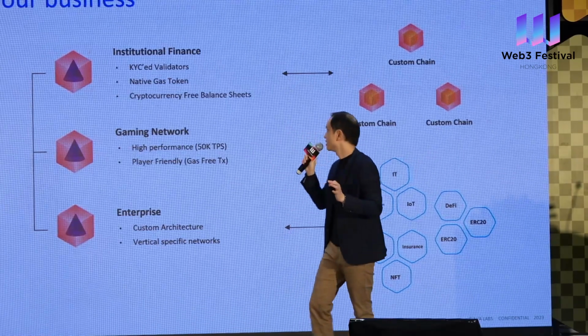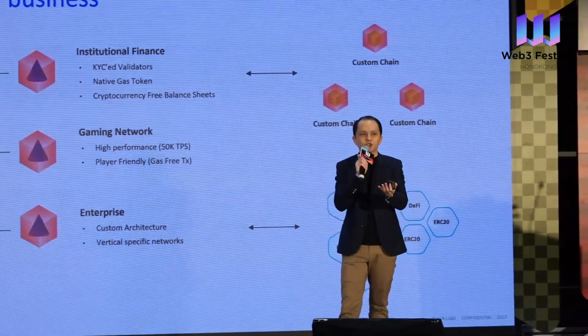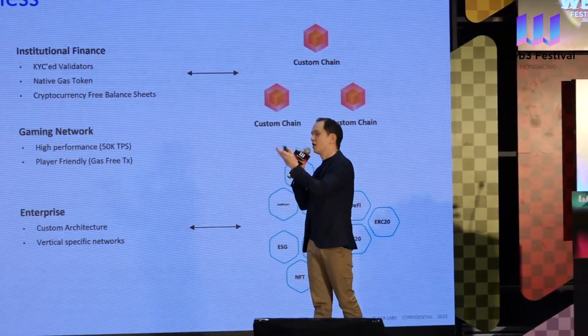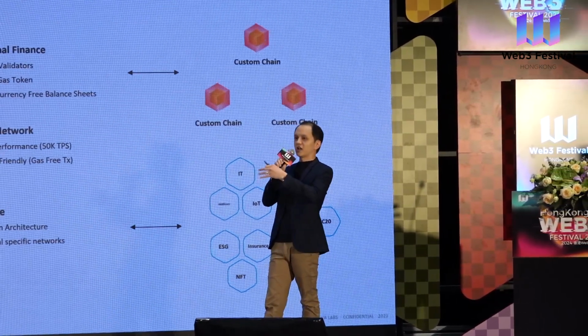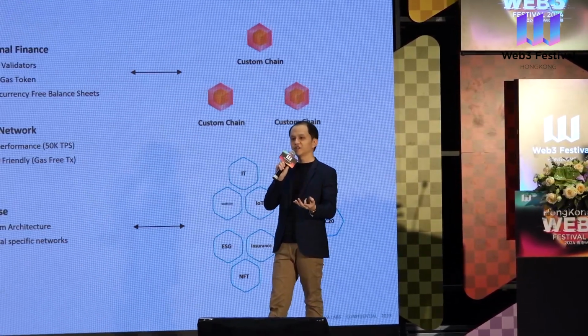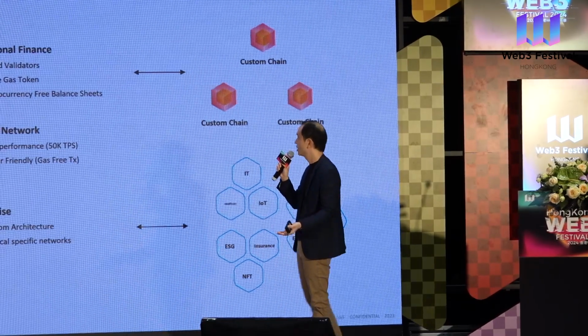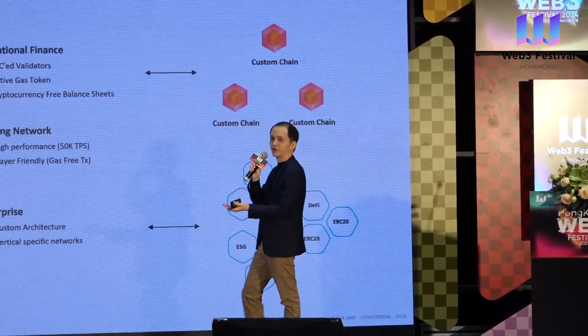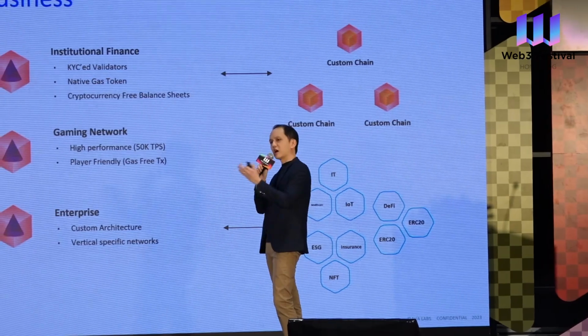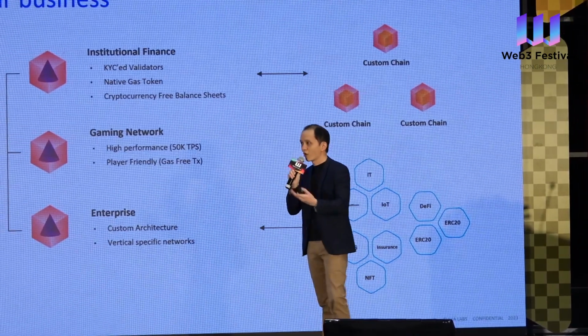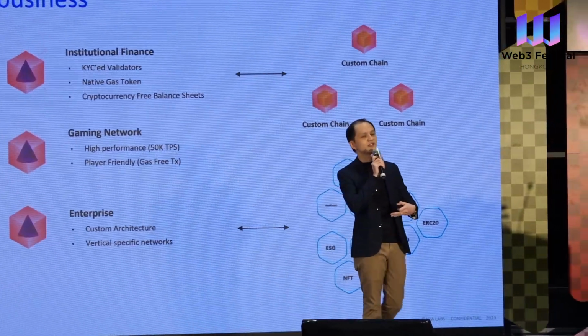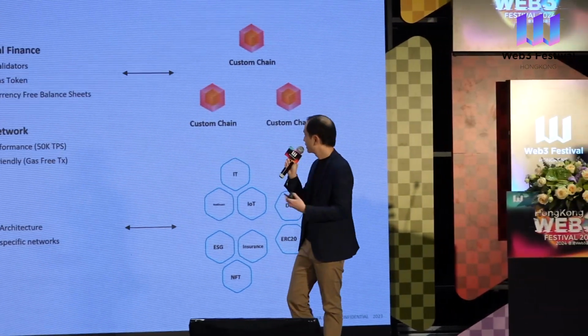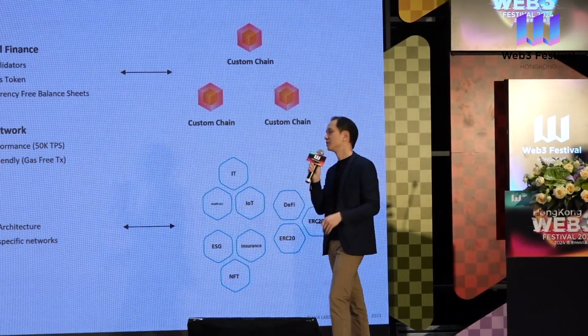And that product can be an institutional finance custom blockchain, right? Where everyone is KYC'd, they have a native gas token, it can be USDC, it can be a Hong Kong stablecoin, or it can just be a cryptocurrency-free environment. Maybe you're a game, you need very, very high performance. So you can create a subnet with 50,000 TPS, which we can deliver, right?